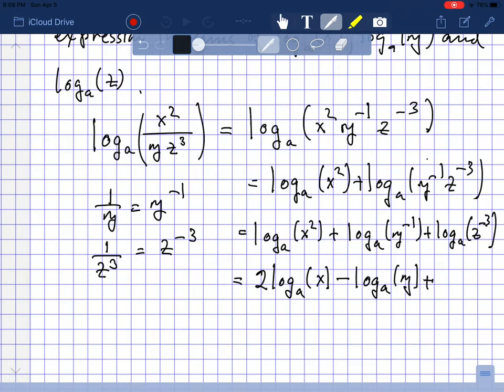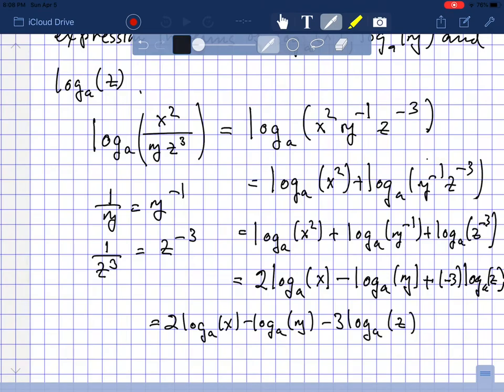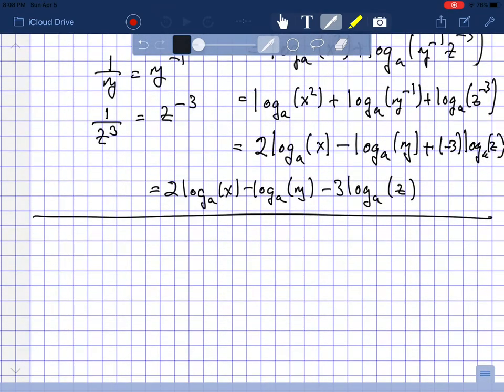Here this is minus the log base A of y, and then plus negative 3 times the log base A of z. Okay. So again, this is 2 log base A of x minus log base A of y minus 3 times the log base A of z. Right? Let's try another one. What should we do here?